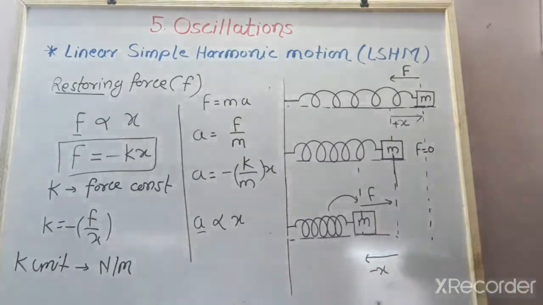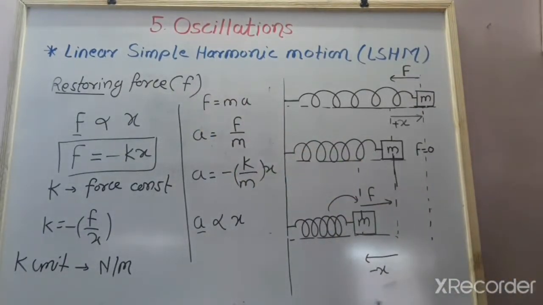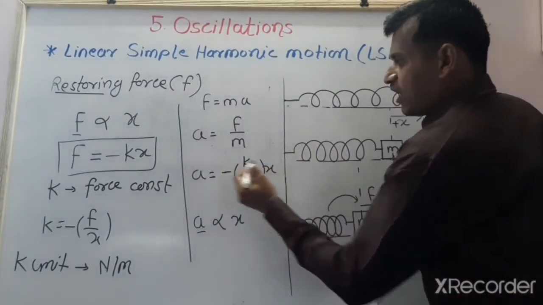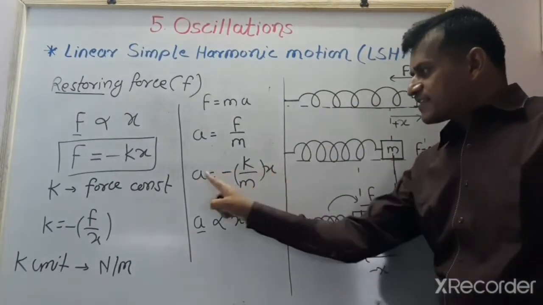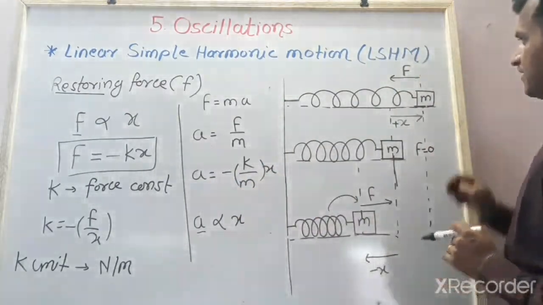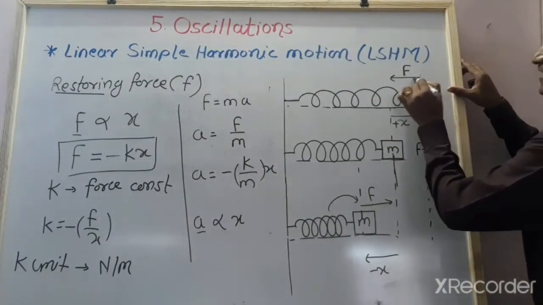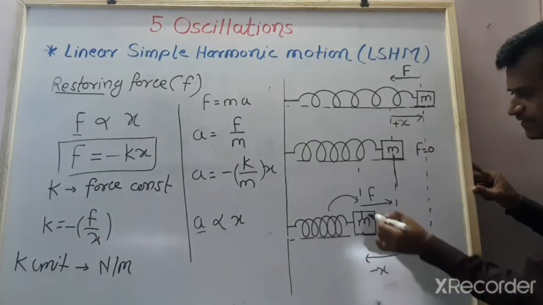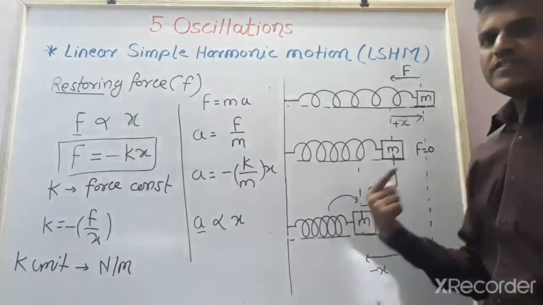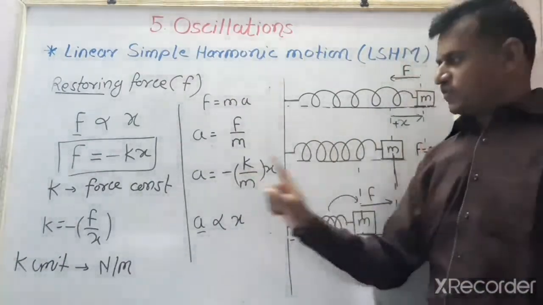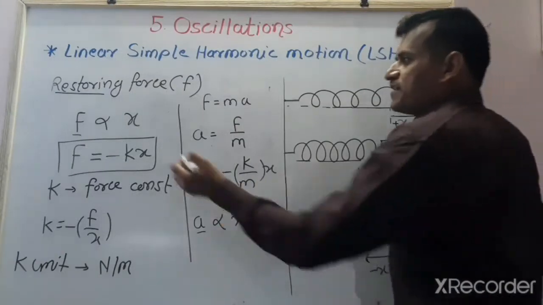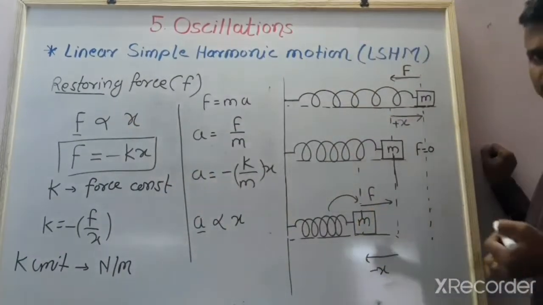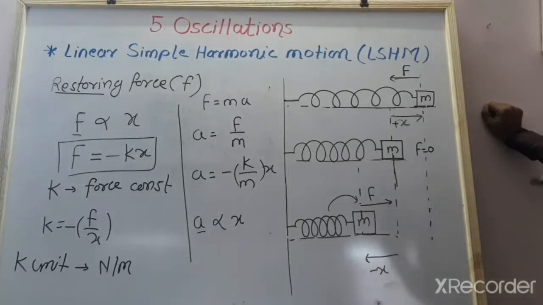And from this relation, we can define the term linear simple harmonic motion. In this equation, this negative sign also indicates that the acceleration and displacement are in opposite directions. In this case, this is the direction of acceleration and this is the direction of displacement. In this case, this is the direction of displacement and this is the direction of acceleration. Both are opposite in direction. Okay, म्हणजे एक कॉमन पॉइंट इथं आला की फोर्स आणि acceleration both are directed toward the mean position and both are opposite to the displacement from its mean position.